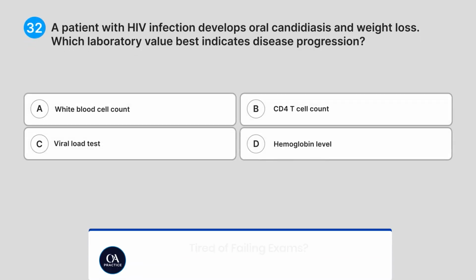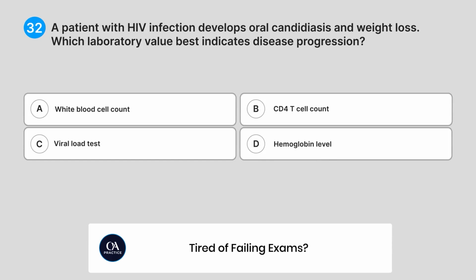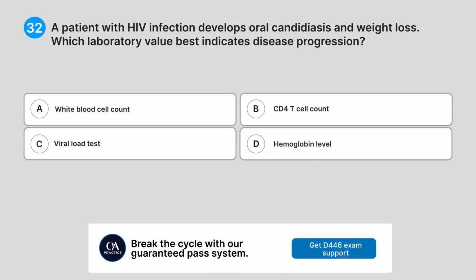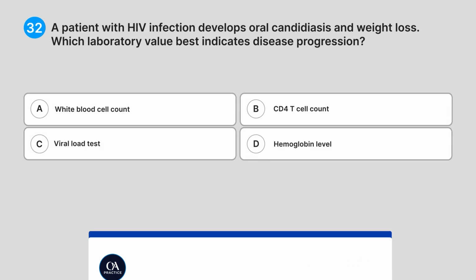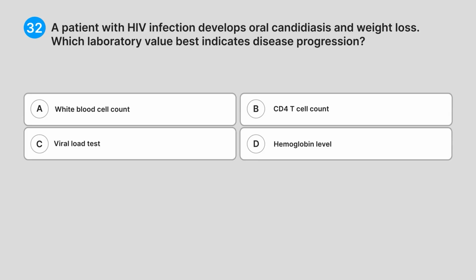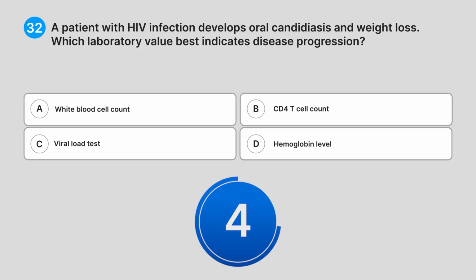32. A patient with HIV infection develops oral candidiasis and weight loss. Which laboratory value best indicates disease progression? A. White blood cell count. B. CD4 T cell count. C. Viral load test. D. Hemoglobin level. Do you know the answer?